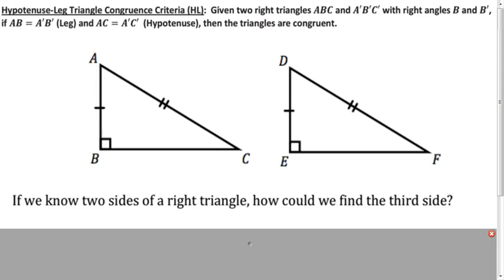And finally, we have hypotenuse leg. So this says that if you have a right triangle and the hypotenuses are congruent and the legs are congruent, then the triangles are congruent. So why does this one work? Well, if we have two sides of a right triangle, how do we find the third side? You can use the Pythagorean theorem.